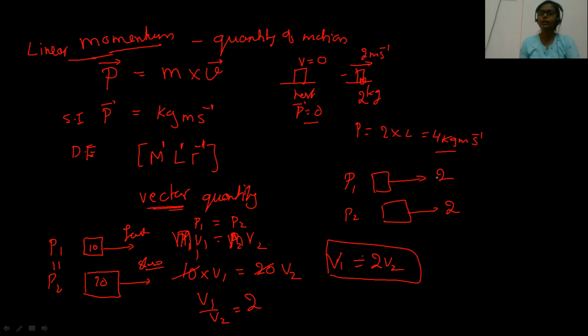So now momenta are equal, we can write P1 equals P2, right? And M1 V1 equals M2 V2. Since V1 and V2 are equal, that cancels, right? If it cancels, both will have the same mass in that condition. So this is how you are going to think about problems regarding linear momentum.